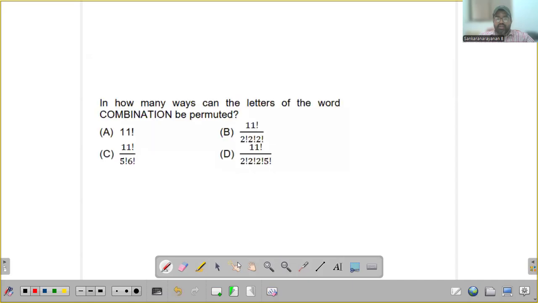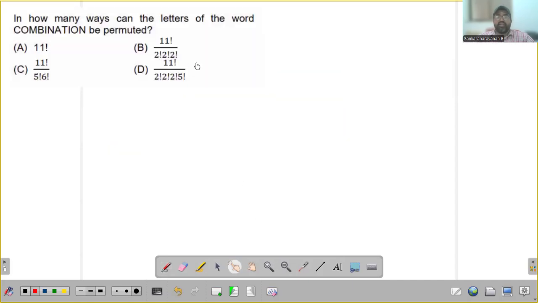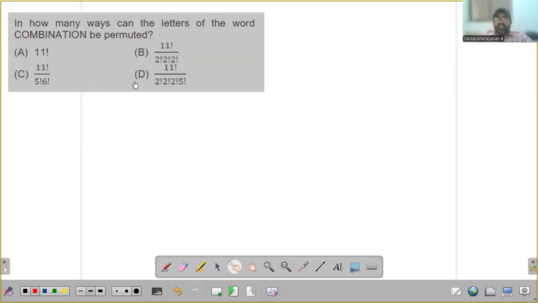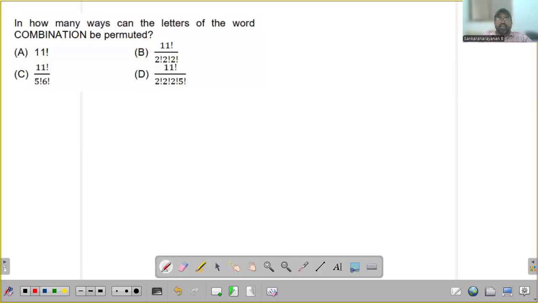It's all about quickly revising permutation when repetitions of letters are happening. In how many ways can the letters of the word COMBINATION be permuted? That is the question. Looking at this word, I can see that there are altogether 11 letters.